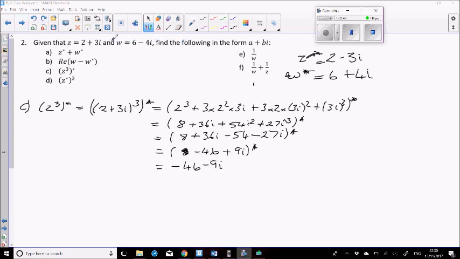Right, for part D, I'll leave you to think about whether this is going to be the same as part C, and maybe we can try it out.